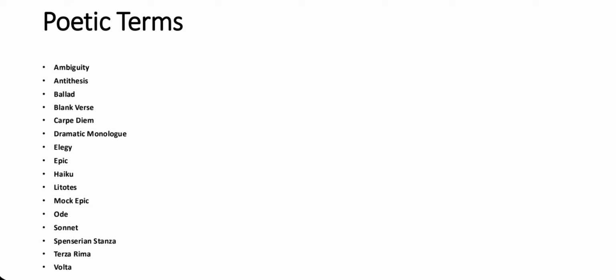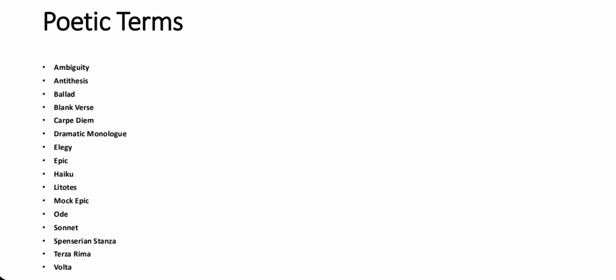So next is poetic terms. Poetry is full of rich techniques, and knowing key poetic terms is essential for cracking questions related to poetry analysis. Let's go over some important ones. First is ambiguity, when a word or expression can have multiple meanings, often used to add depth to a text. Next is antithesis, a contrast between two things, often used to highlight opposites, like in "it was the best of times, it was the worst of times."